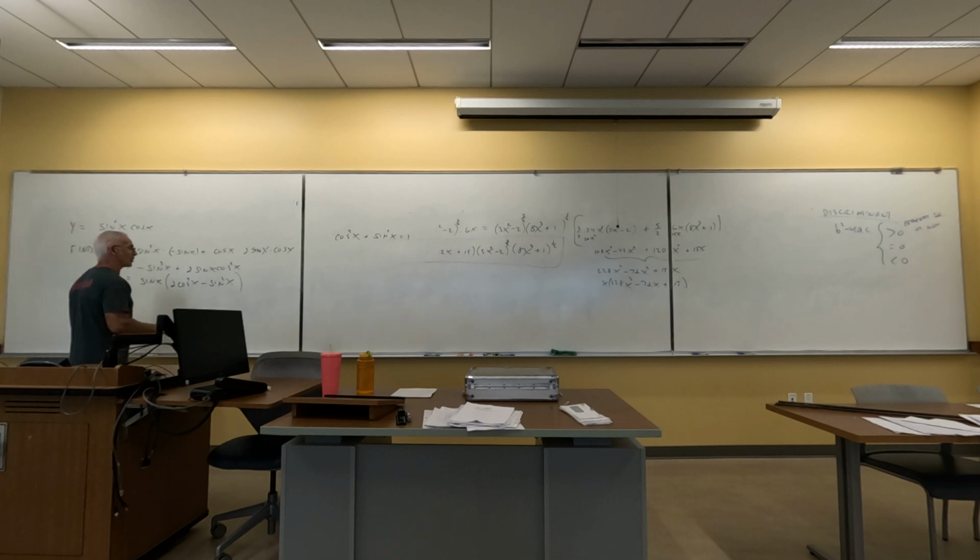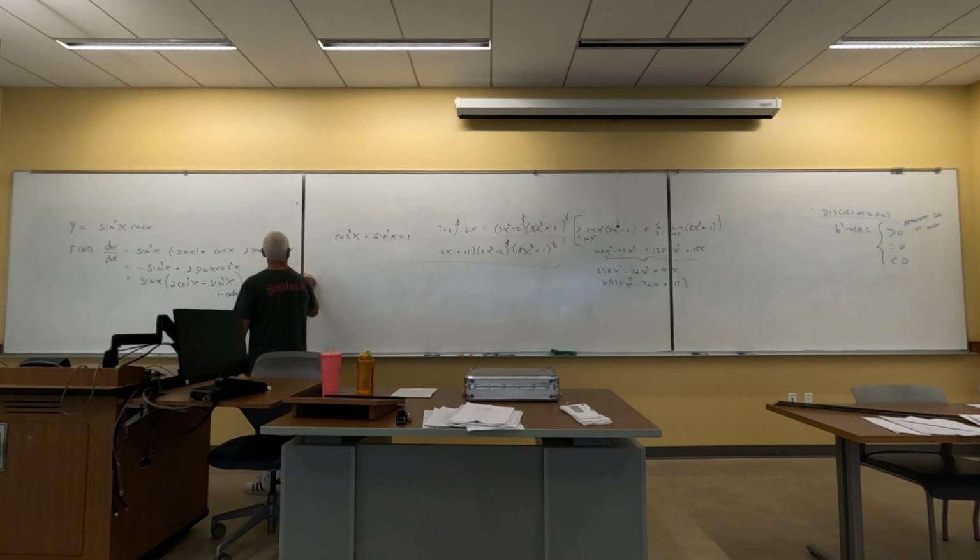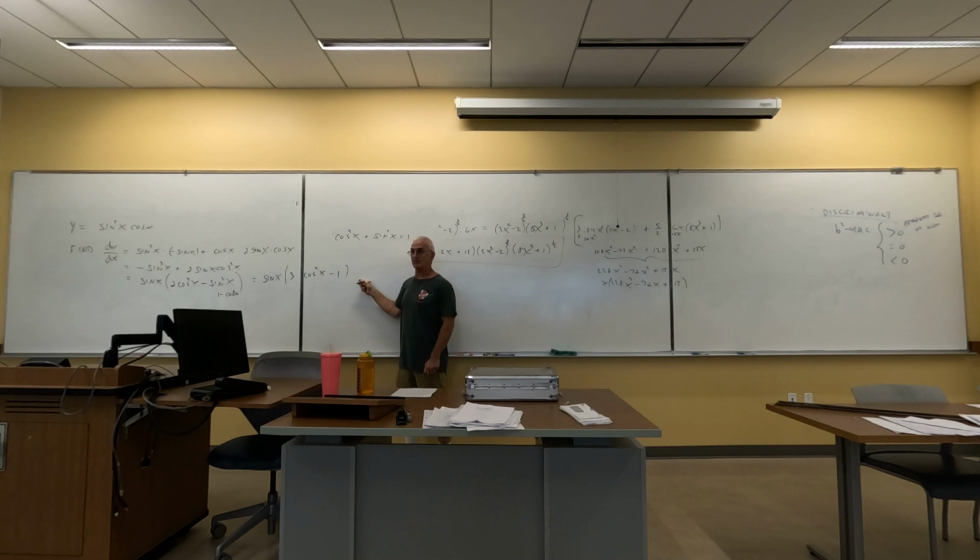So let's say I want all cosines. So I'm going to replace this with 1 minus cos squared. And there's a negative in front, so what does this become? It becomes sine x times 3 cos squared x minus 1. Because it's the negative of this plus this. This is an absolutely correct answer. This might be more useful because it's not very hard to set that equal to 0 and solve.